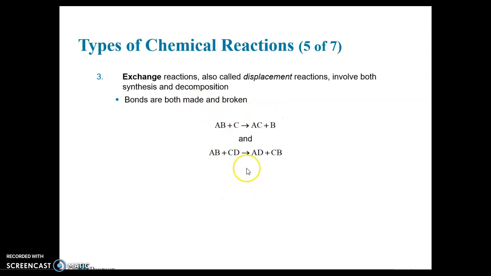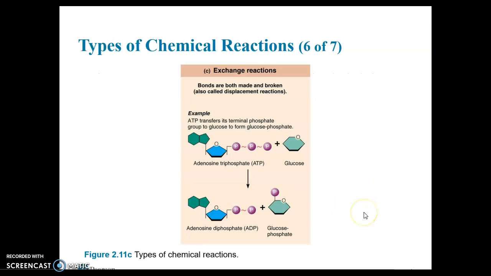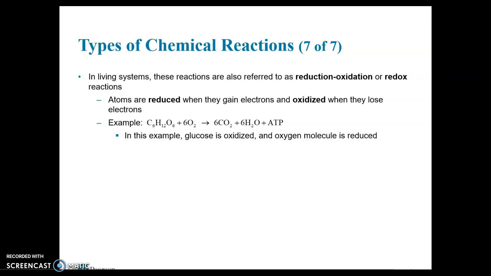And then we can also have exchange reactions where elements can switch places. This is an example where you have chemical AB, chemical CD, and then the D and the B switch places, and you get AD plus CB. And it shows you an example here of that type of reaction.